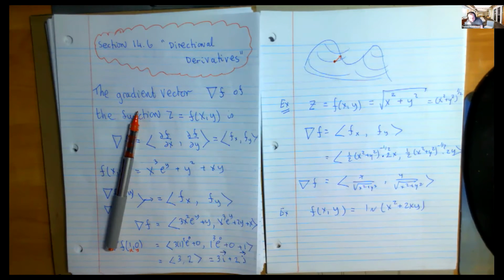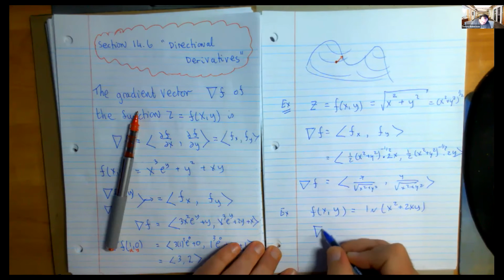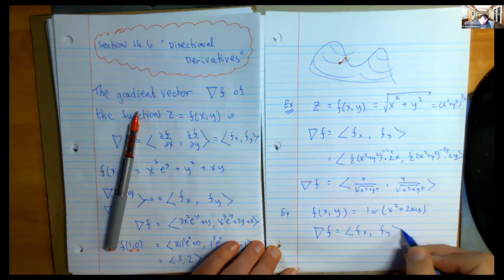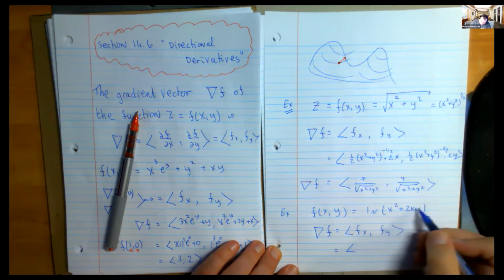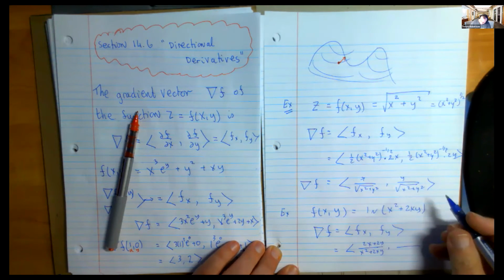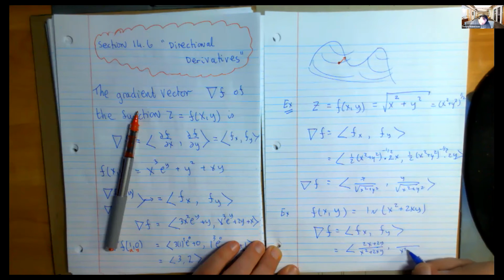Suppose that was your surface. Then your gradient vector would look like this. If you differentiate this, it's a chain rule. You get 1 over x squared plus 2xy times the derivative of this with respect to x, which gives you this guy. If you do it with this guy with respect to y, you get 1 over x squared plus 2xy. If you differentiate this with respect to y, you get 2x.